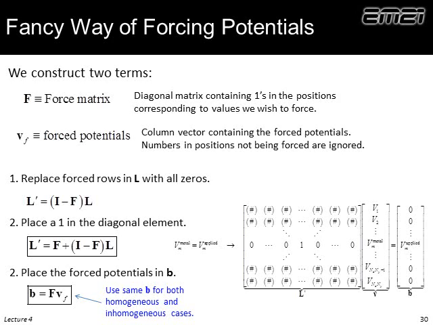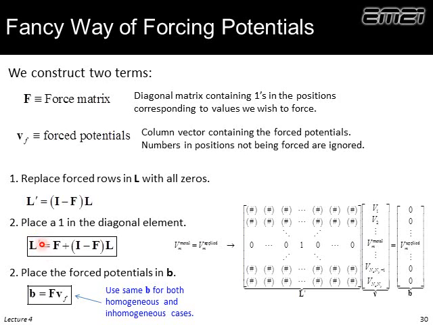Okay, so what's a fancy linear algebra way to do this? Well, the first thing we want to do is replace all of the rows in L where there's forced potentials with all zeros. A way to do that is to take that original matrix L and just multiply it by the identity matrix minus F. We'll get essentially the same L back, except all of the rows that we will force to a potential will be all 0. The next thing we want to do is place a 1 along the diagonal position where there are forced potentials. So all we have to do then is add that force matrix to what we just calculated in the previous step. That's our modified L.